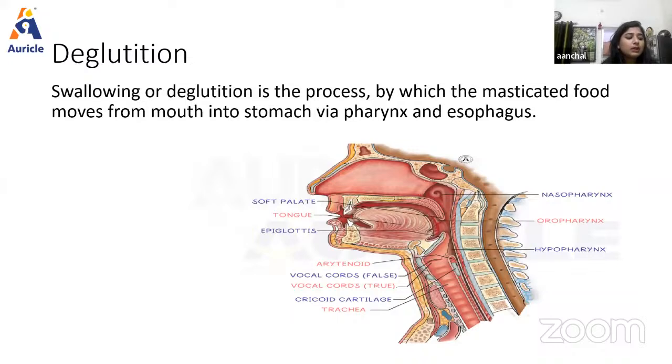Now, talking about the muscles and the movement of mastication. As we know, there are four muscles involved in the process of mastication. First, we have masseter. Second is temporal. Third is pterygoid, and fourth is buccinator. All the muscles except masseter are innervated by the seventh cranial nerve, that is the facial nerve.